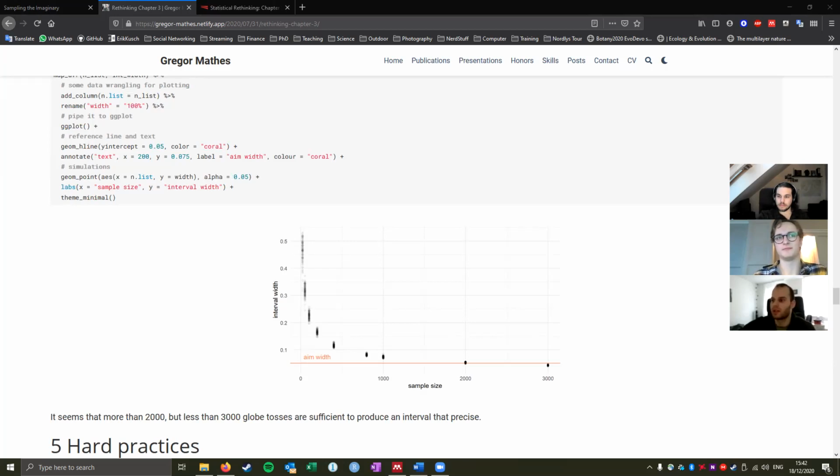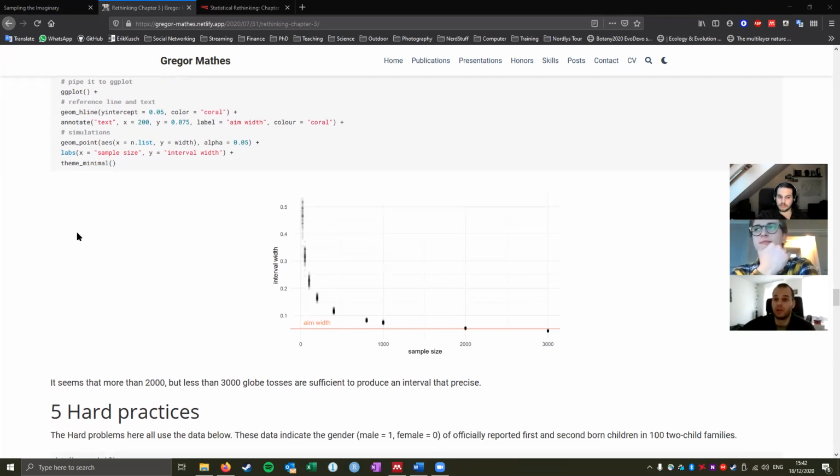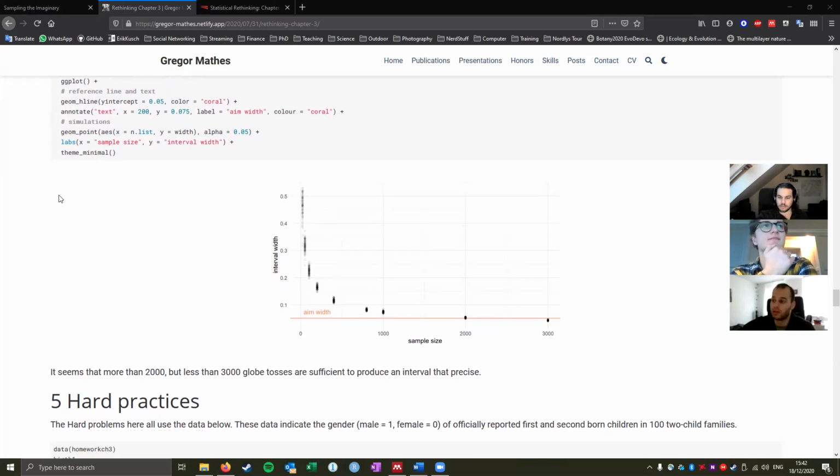If we increase the sample size, we get more certain about the estimate, and up to 2000 samples should be enough to get an interval width of 0.05, and then increasing them up to 3000 even increases the certainty we get about the estimate, and we reach values below 0.05. So 2000 samples should be enough to get the preferred certainty for our estimate.